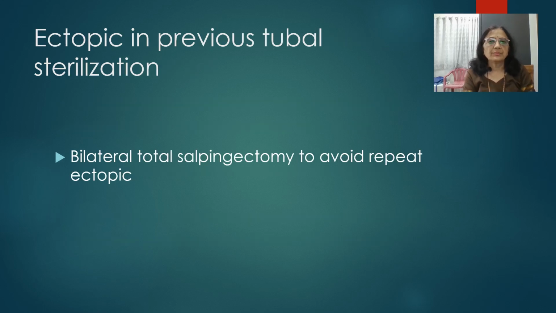If there is an ectopic in a previously sterilized tube, bilateral total salpingectomy is to be done to avoid repeat ectopic.